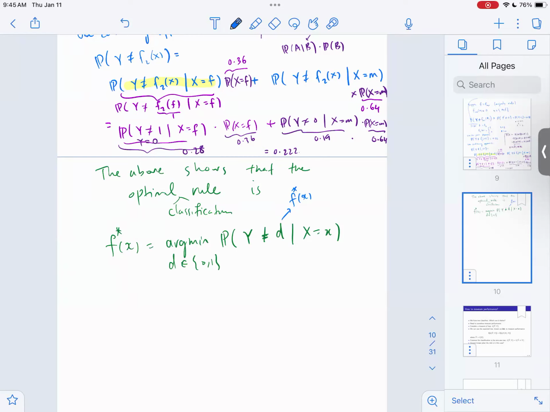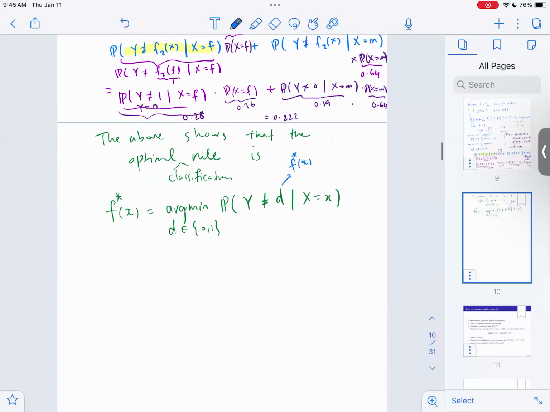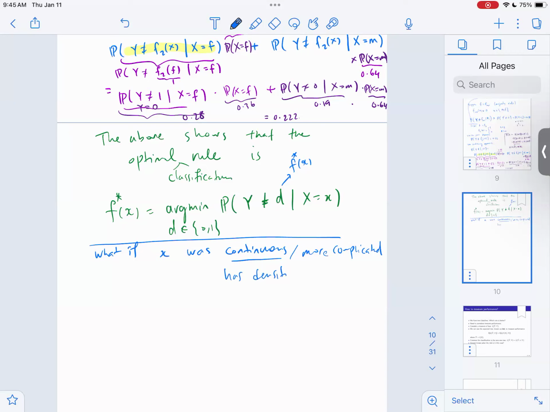Sounds good. So if you understand this, the same argument applies even if x was continuous, more complicated, because of the law of total probability. So what if x was continuous, like more complicated? Let's say it's continuous, has a density, has density f of x.